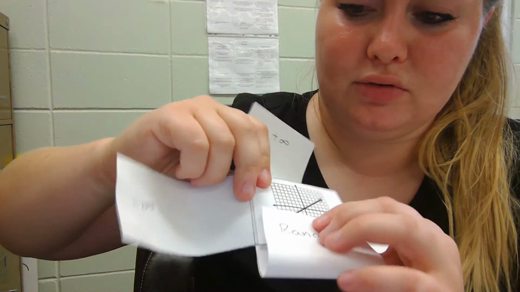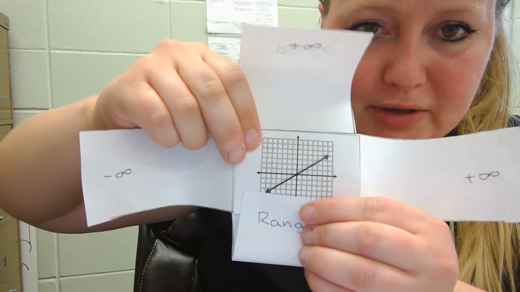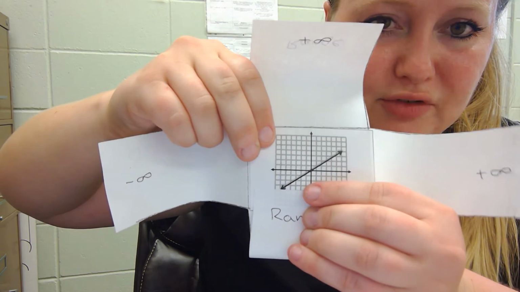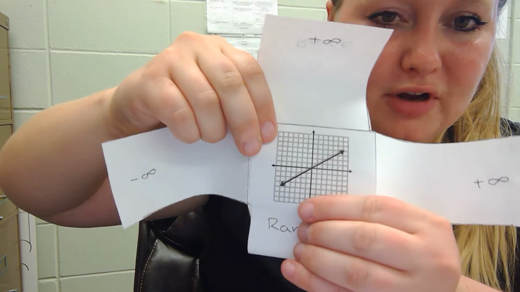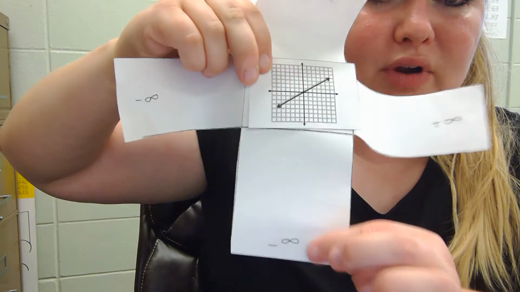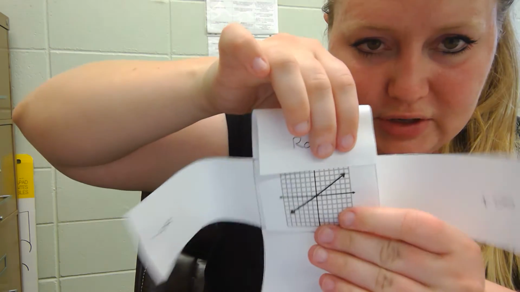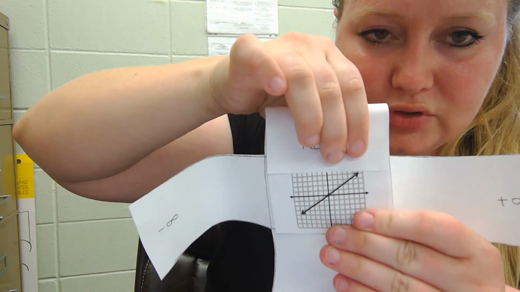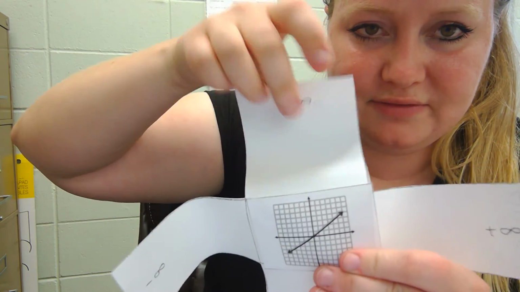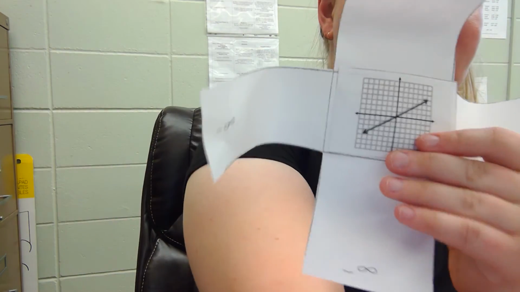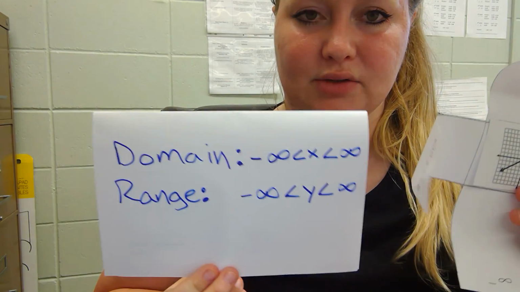Let's try range. So range, you start down at the bottom, and you can't fold this paper up because the arrow keeps going down. You don't want to cover up where the arrow is going. So range starts from negative infinity and goes up to, here's another arrow that's going to go forever. So up to positive infinity. This one, it goes from negative infinity to positive infinity for both the domain and the range.